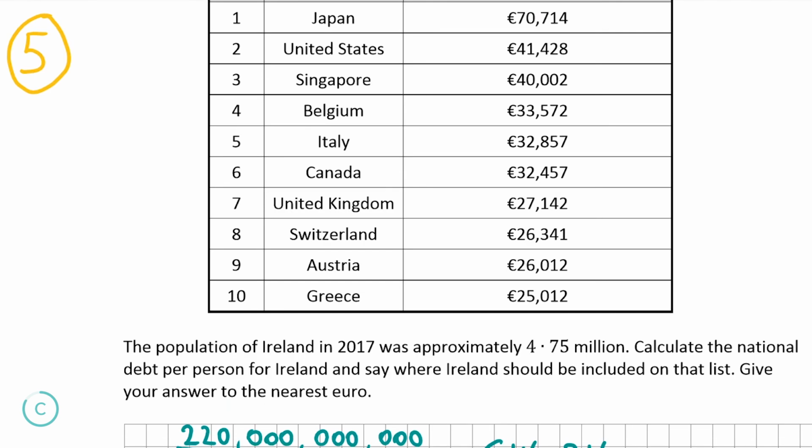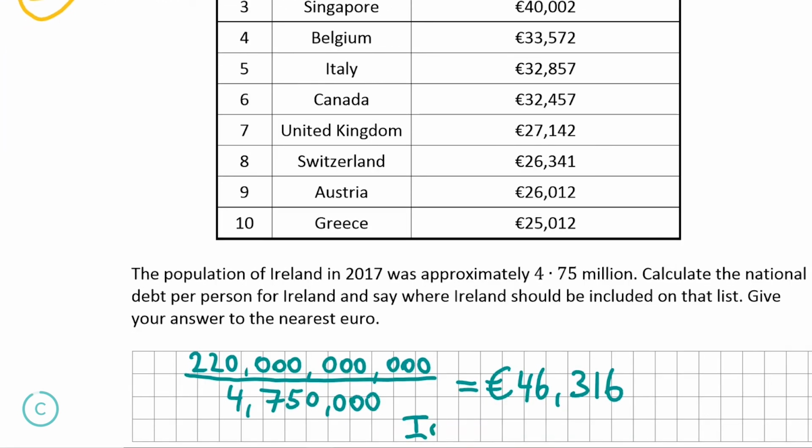If we have a look, we can see that Japan is the highest at 70,714. And number 2 is the United States at 41,428. So obviously Ireland will fall in between those. Therefore Ireland should be second on the list. So there we have it. That's the answer to part C of the question. And that's the end of the question.